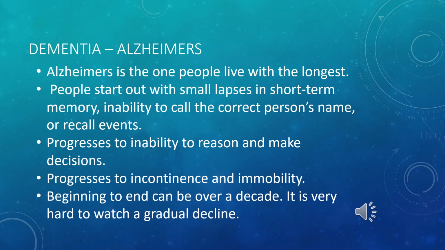Now, the beginning to the end can last well over a decade, and it's very hard for family members to watch a gradual decline. But unfortunately, that is what happens with Alzheimer's.